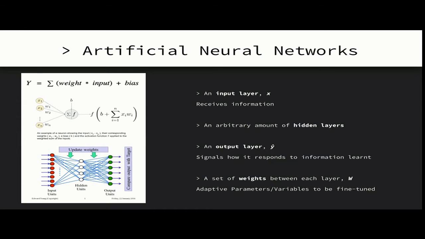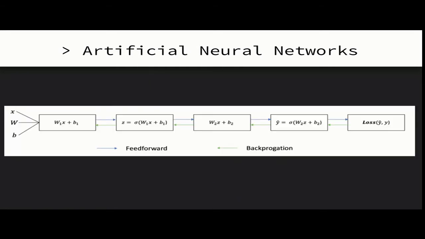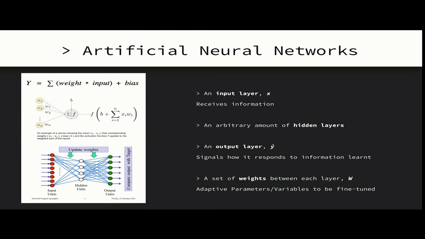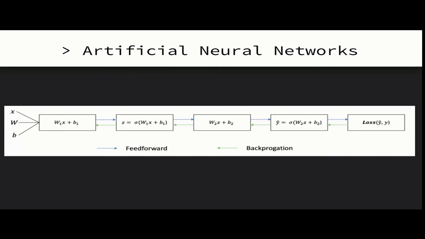Then you have something called an activation function, such as your sigmoid function. After calculating the weight times input plus the bias, which is your intercept, this transforms the output appropriately for the next node. The passing of information from node to node is called feed forward.